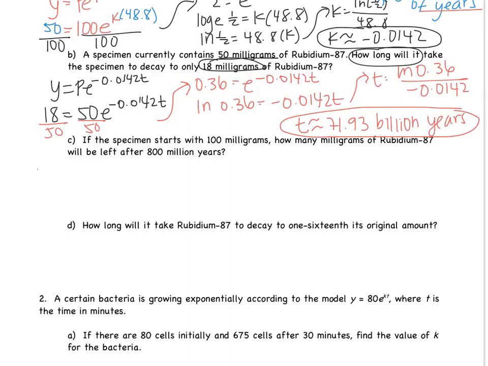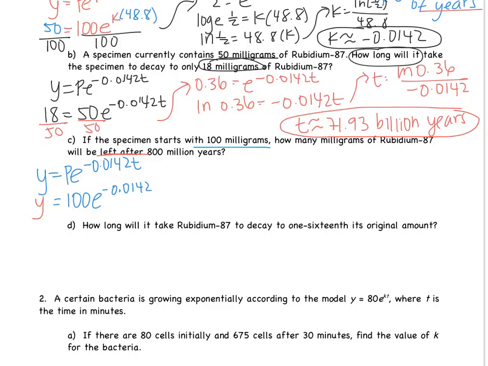So let's start with the equation that we found, which is y equals Pe to the negative 0.0142 t, but of course remember that that's the value that we stored as x. So now let's put in what we have. It says we start with 100 milligrams, so that's 100 e to the negative 0.0142. And then it says how many milligrams will be left after a certain time. So that means we're solving for y.